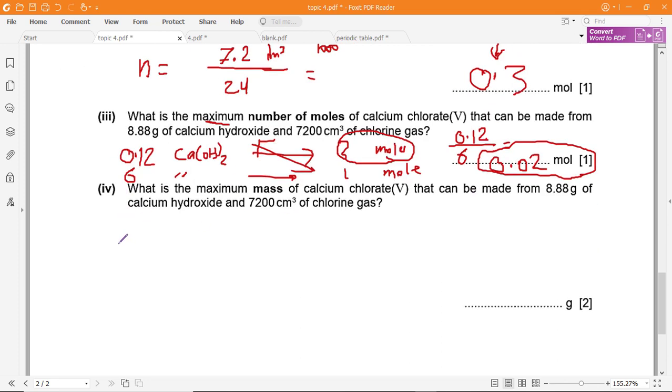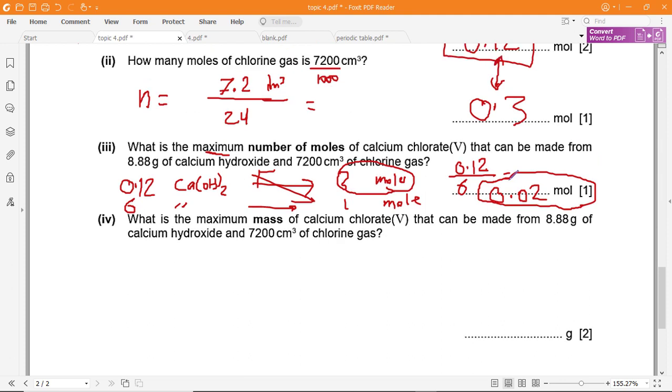Okay, this is part 4 now. What is the maximum mass? Take care, guys, this is mass now. The one above is moles, but this is the mass of calcium chlorate that can be made from 8.88 grams of calcium hydroxide and 7200 centimeter cube of chlorine gas. Actually, guys, we can directly take the number of moles we have now, which is 0.02, and then multiply directly by the molar mass. So we actually need to calculate the molar mass, or the Mr, of the calcium chlorate.